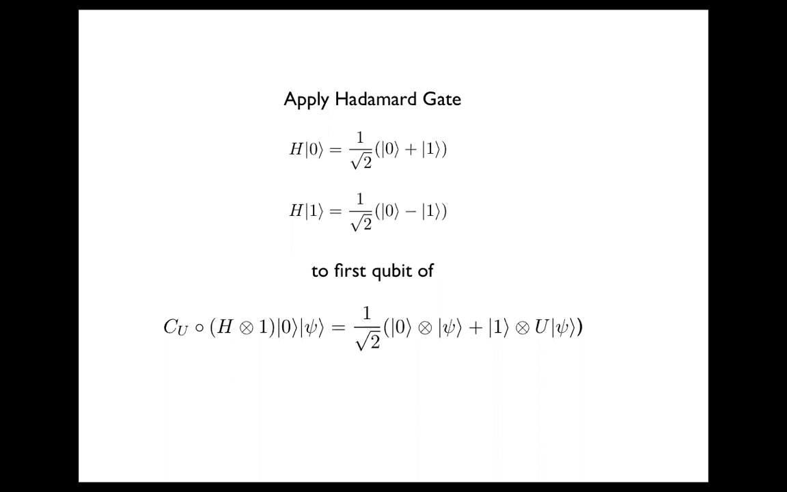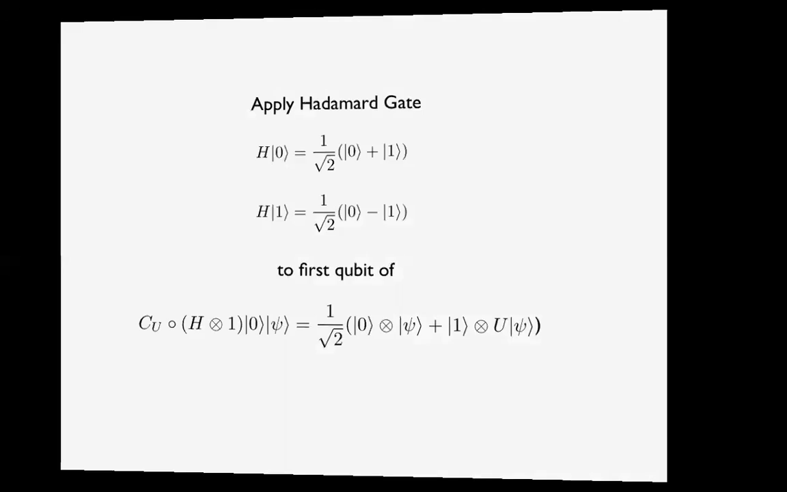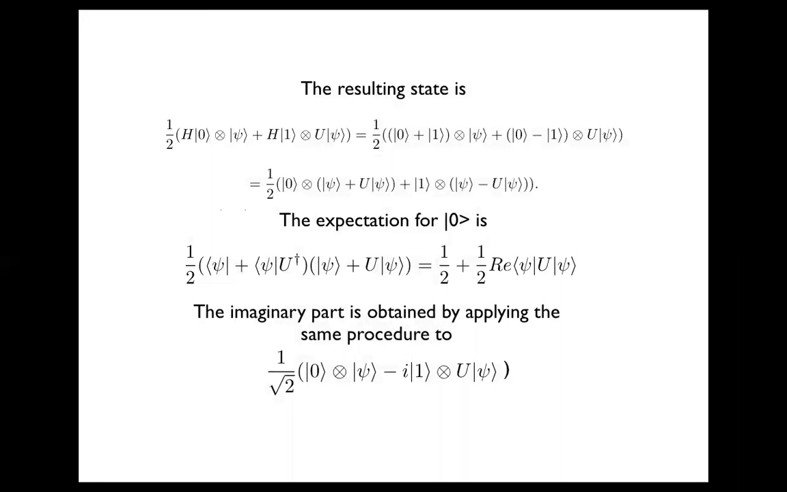Then I'm going to apply the Hadamard one more time, and that means that each of those zeros and ones gets mixed up as a 0 plus 1 when we apply it again. So I'm going to apply the Hadamard to 0 and the Hadamard to 1. That's the complete unitary applied, and that means I get 0 plus 1 on the 0 and 0 minus 1 on the 1, and we collect terms, and we get 0 tensored with psi plus U psi, and 1 tensored with psi minus U psi.